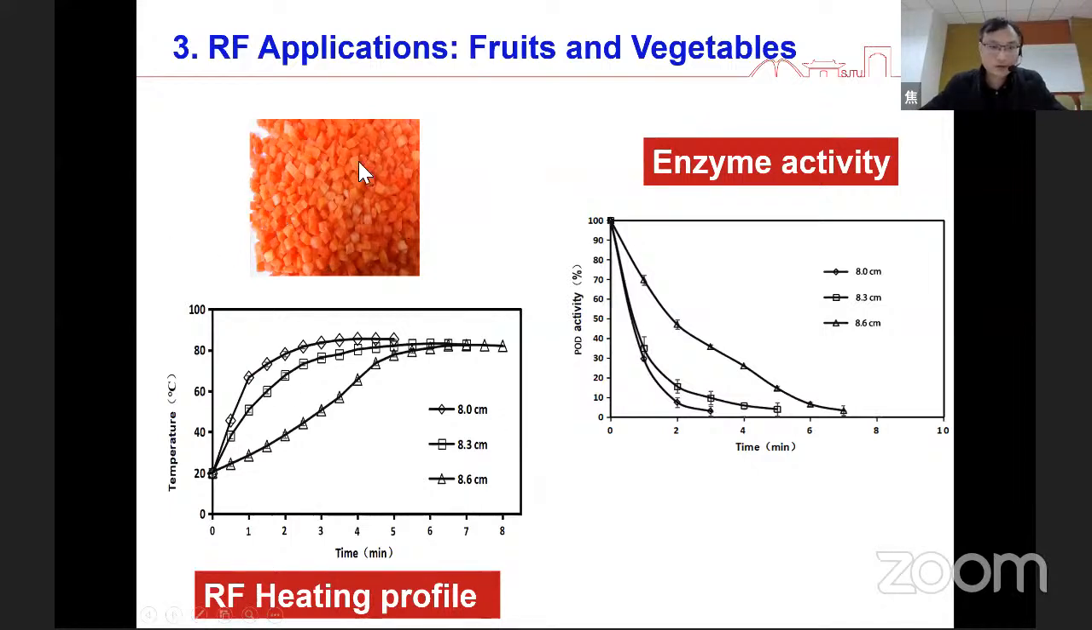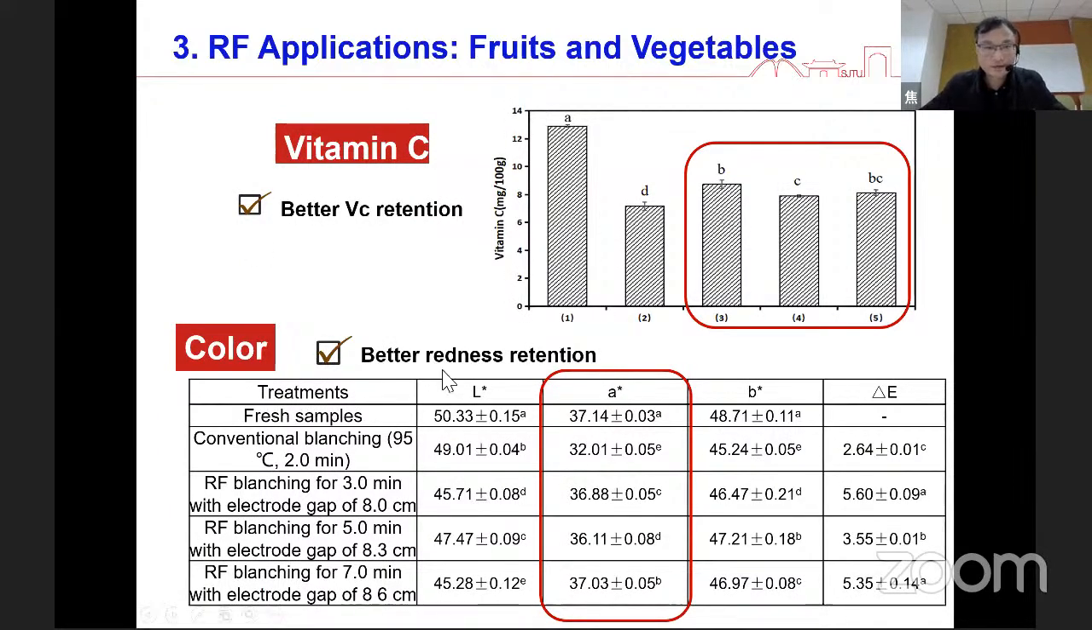So this figure shows the carrot cubes after the RF dry blanching. And this is the RF heating profile. And this is the enzyme activities. Actually, the main purpose of the dry blanching is to inactivate the enzyme activity. Then we can protect the color of the samples. And also we can significantly retain better vitamin C content, right? And the color is also much better, especially the redness.